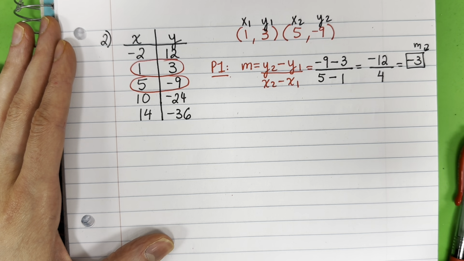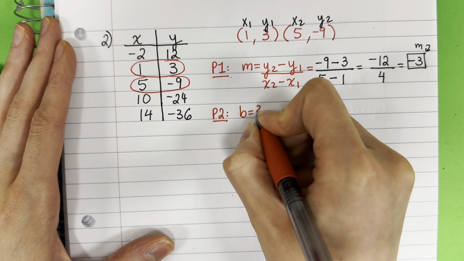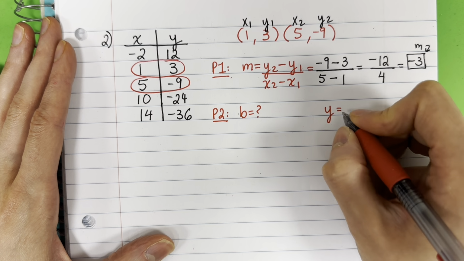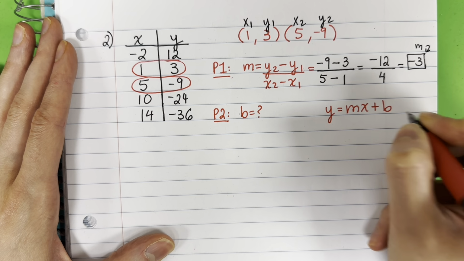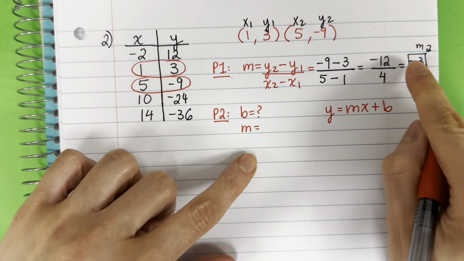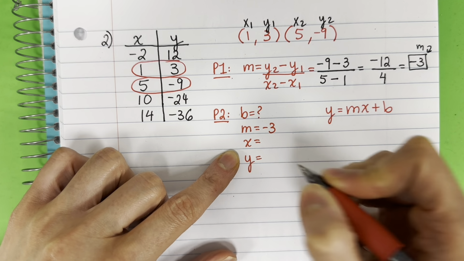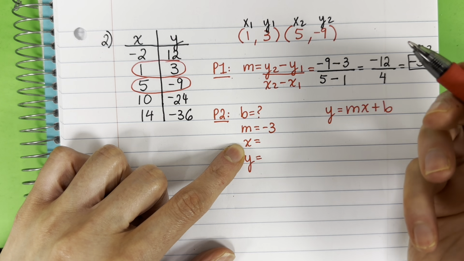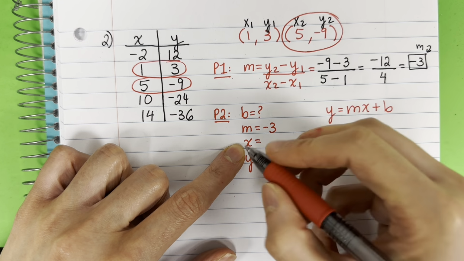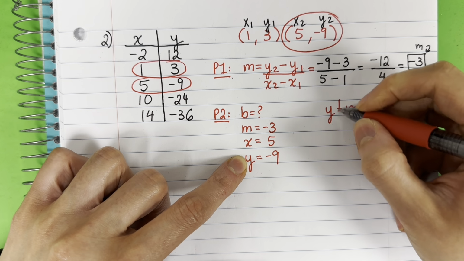All right, part 2. Okay, part 2, remember, I want my b. I don't know what my b is, and the formula that I'm going to use is my slope-intercept formula, y equals mx plus b. All right, and the letters that I need are m, and I have m. M is negative 3, and I need an x and y. All right, so for x, I'm going to pick this pair. Remember, it really does not matter. Okay, so I'm going to pick x is 5, y is negative 9. All right, and we're going to go ahead and put those numbers in there.